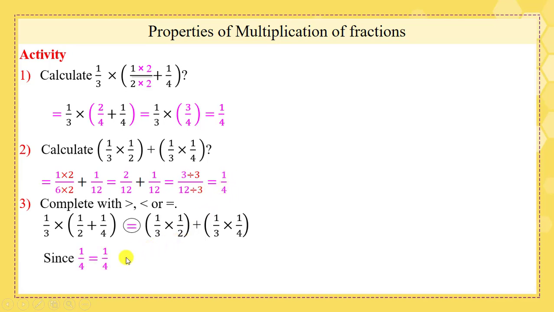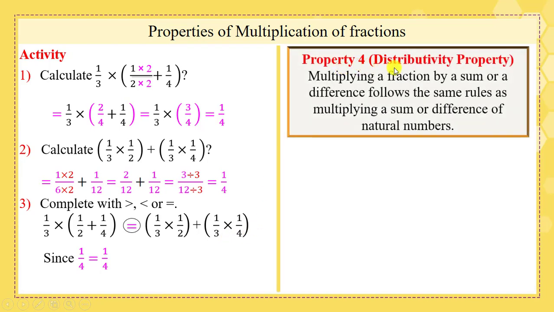Since 1 over 4 equals 1 over 4, 1 over 3 times 1 over 2 plus 1 over 4 is equal to 1 over 3 times 1 over 2 plus 1 over 3 times 1 over 4. Property 4, distributivity property. Multiplying a fraction by a sum or a difference follows the same rules as multiplying a sum or difference of natural numbers.